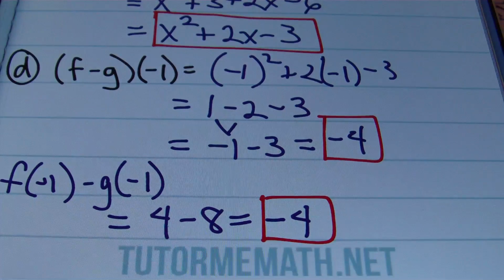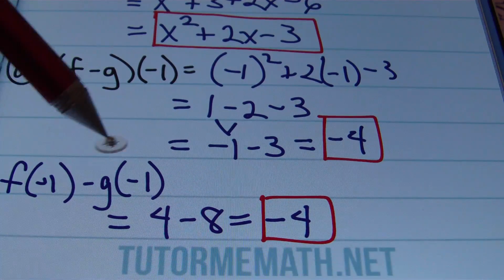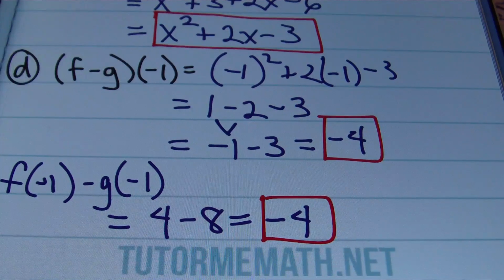Negative 4 is the result. So you can go ahead and choose which process works best for you. Either utilizing the fact that we already had f minus g of x and then plugging in negative 1, or simply expanding the process into finding the difference of f of negative 1 minus g of negative 1. Still the same result. So it's up to you, whichever one you prefer.